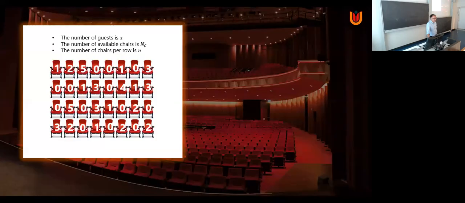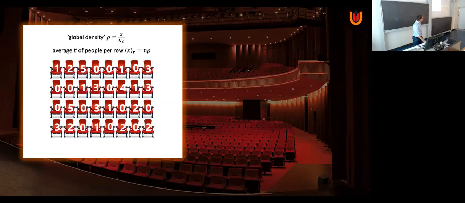Yeah, and it's true. So the situation would look somewhat like this. Let's say there are X number of guests, and there are N seats available. The number of seats per row would then be small n. The global density, the number of people divided by the number of available seats, would be rho, and the average number of people per row, because you have n seats in a row, would be n times the density.